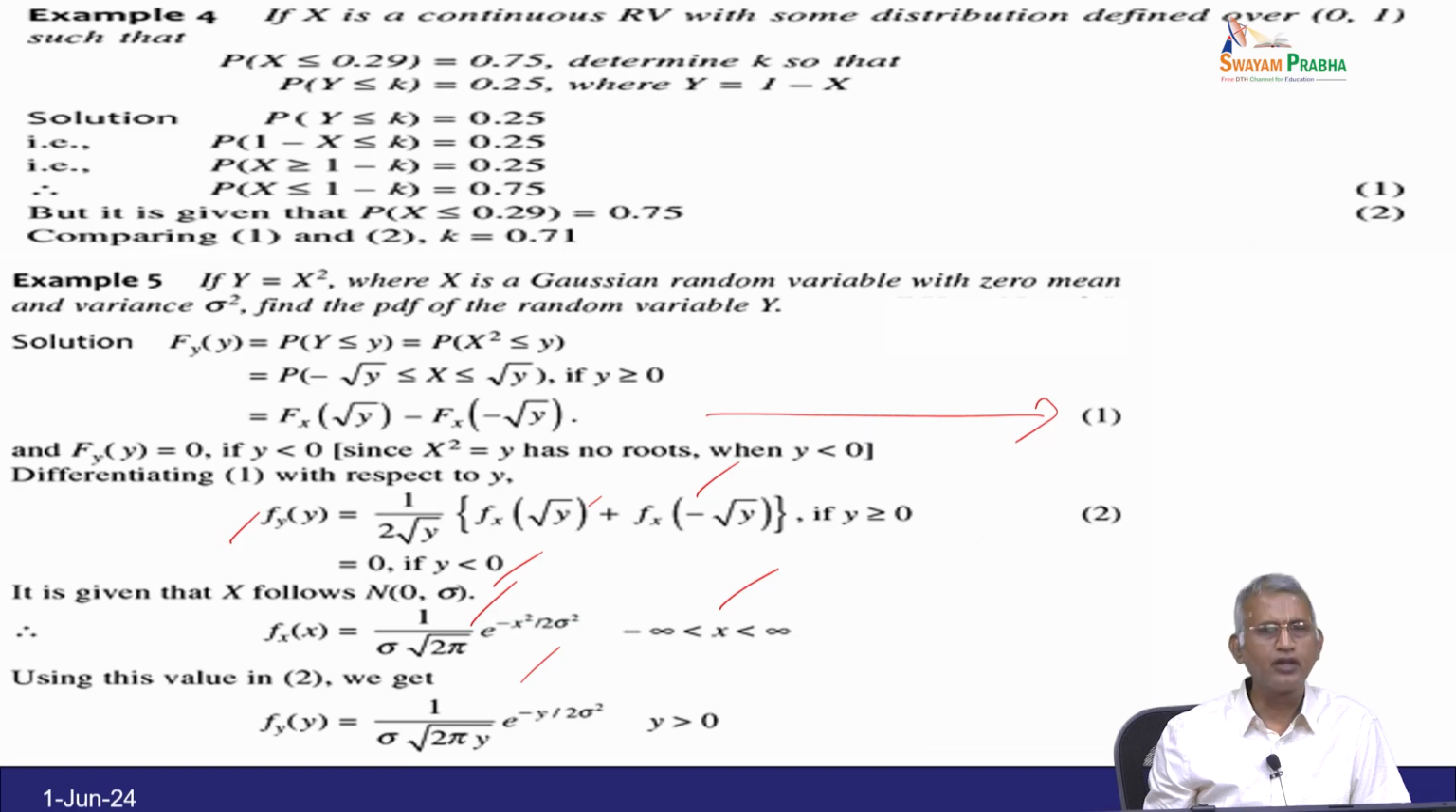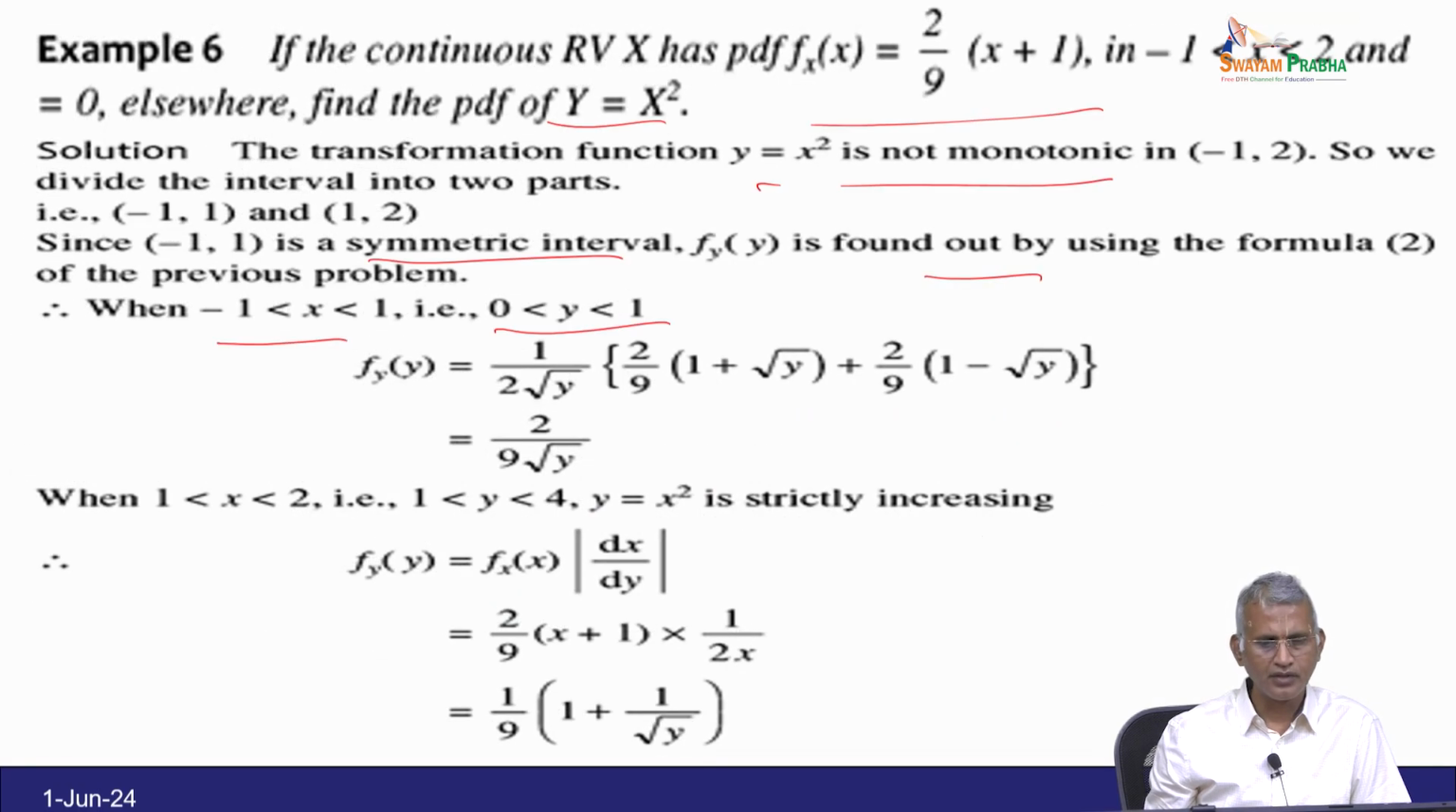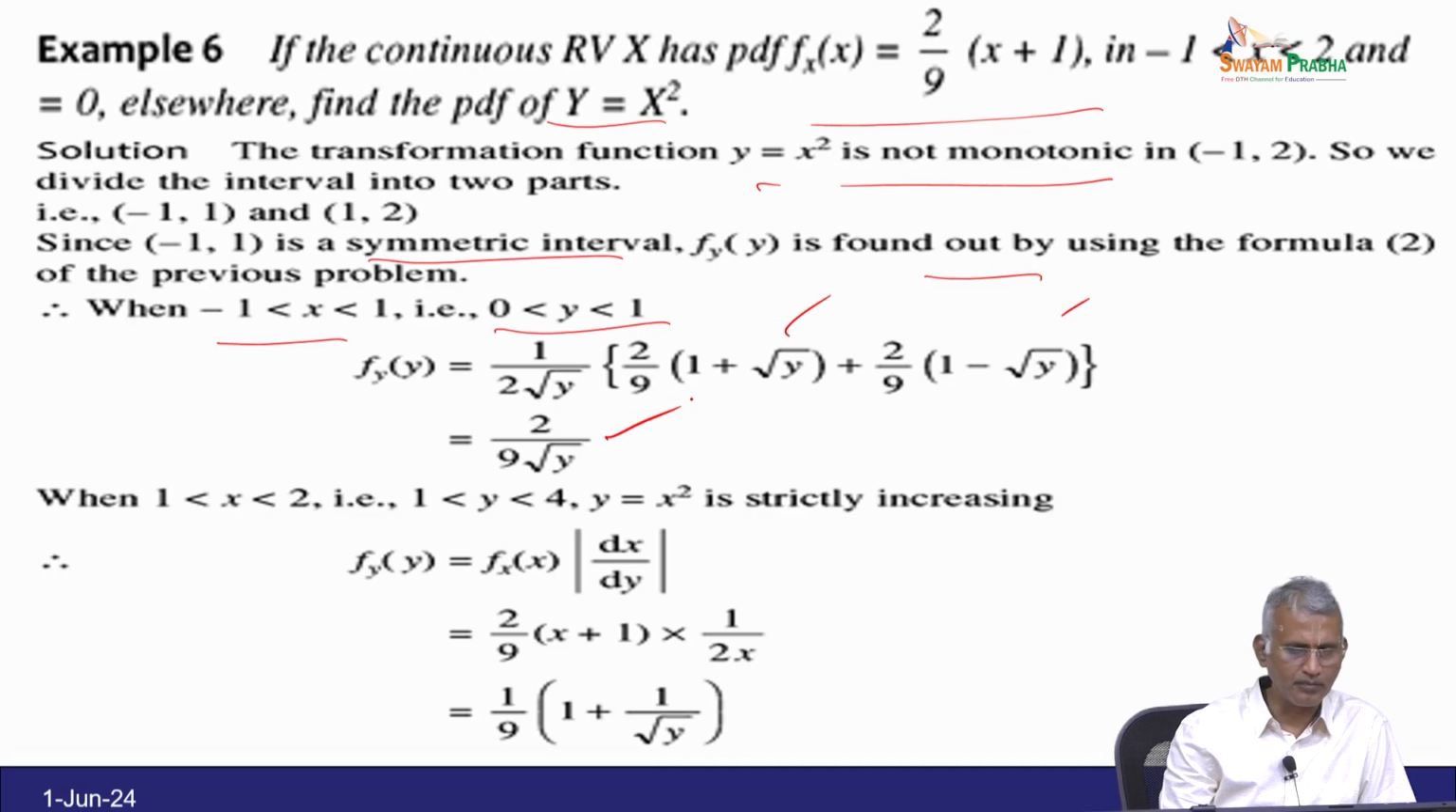Equation 2 is fY(y), and substitute here. Y is x square, given, therefore x equal to root y. So x equal to root y varies over negative and positive limits, which gives 1 plus root y and 1 minus root y, and then substitute it and simplify. So root y gets cancelled, 2 by 9 plus 2 by 9 is 4 by 9. So 2 gets cancelled, and 2 by 9 root y will come.